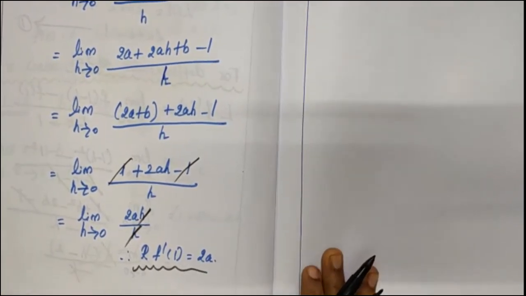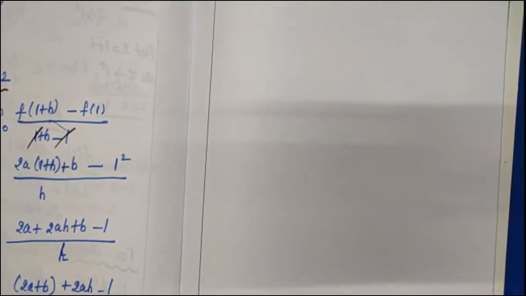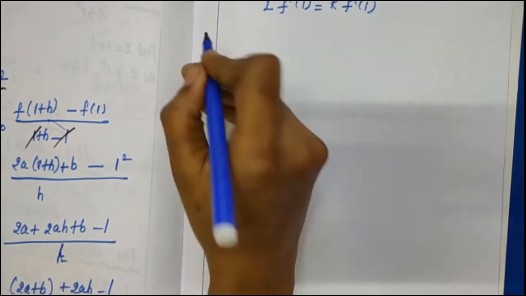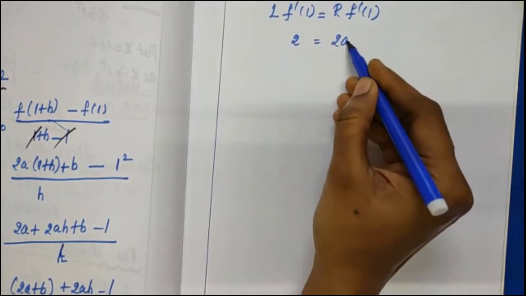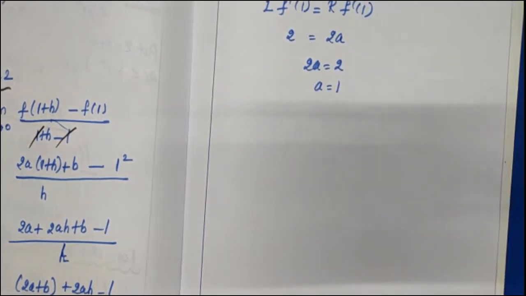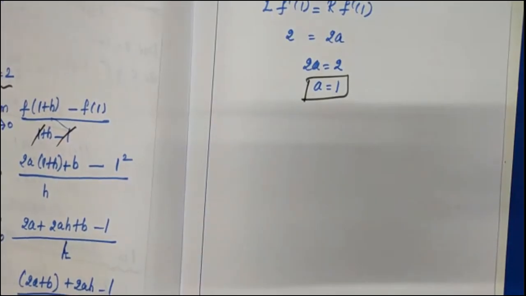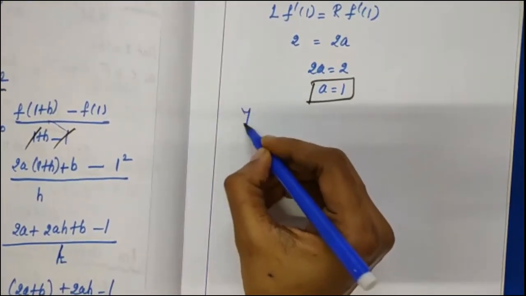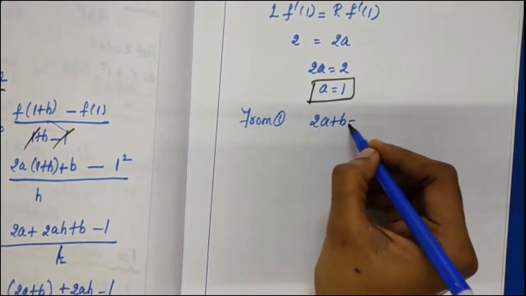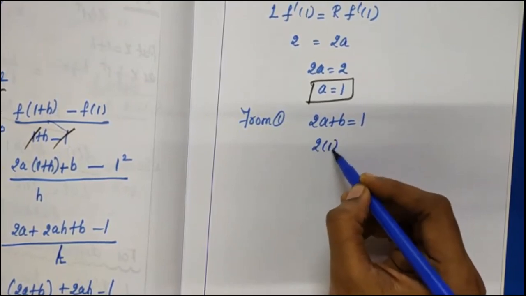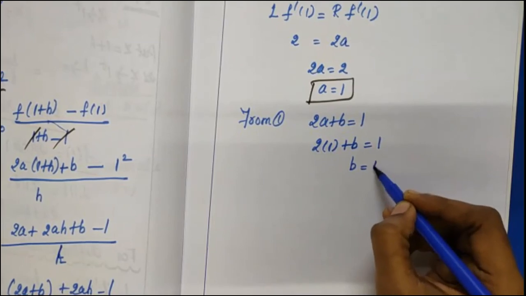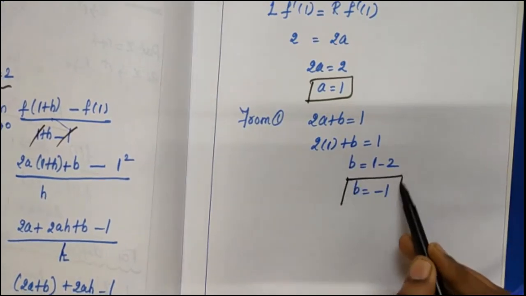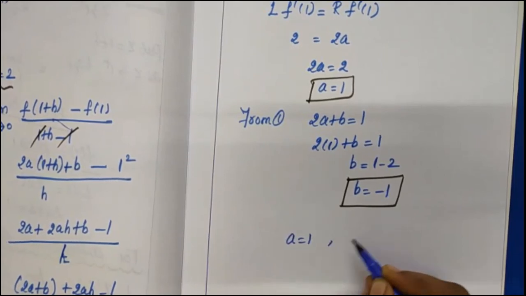So by the differentiable concept, we can equate left f dash of 1 and right f dash of 1. Left f dash of 1 is equal to right f dash of 1. So equating, this is 2, this is 2a. From this line 2a is equal to 2, a is equal to 1. And using the previous result, in equation number 1 we have the line 2a plus b is equal to 1. Substituting a, 2 into 1 plus b is equal to 1. b is equal to 1 minus 2, b is equal to minus 1. Therefore, value of a is 1, value of b is equal to minus 1.